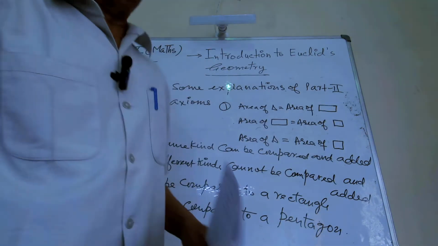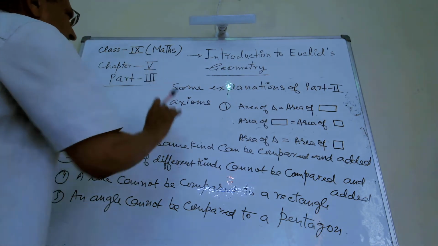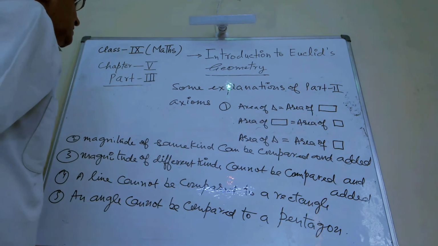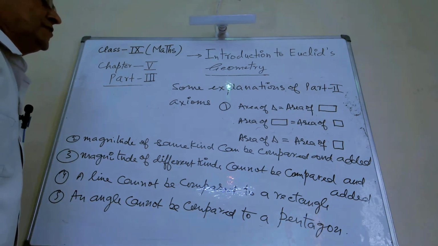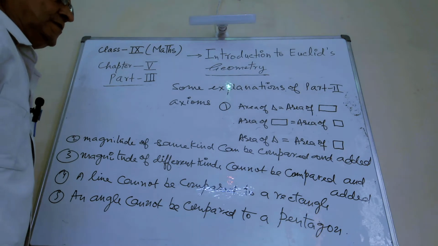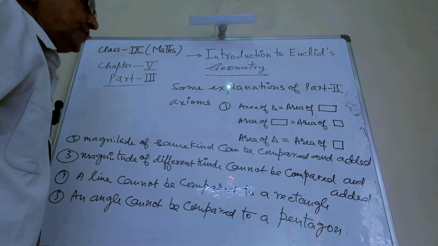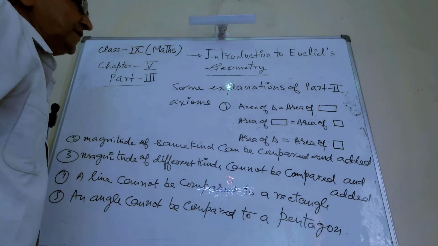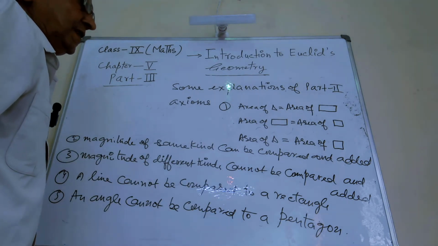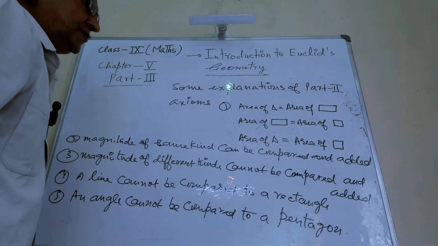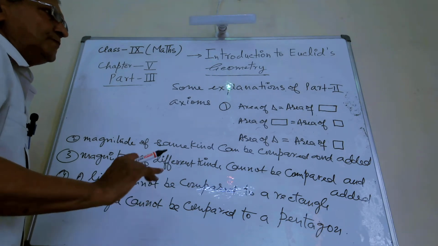My dear students, I am going to teach you the third part of chapter 5, ninth class, Introduction to Euclid's Geometry. I have taught you the first and second parts. Both parts were and are very important. I think you have read these two parts very carefully. Now I am going to teach you the third part.